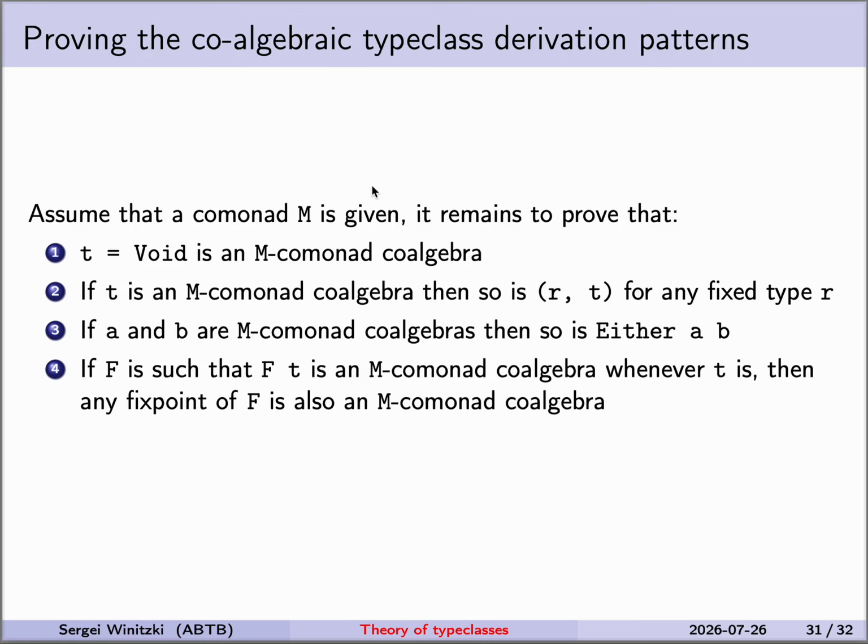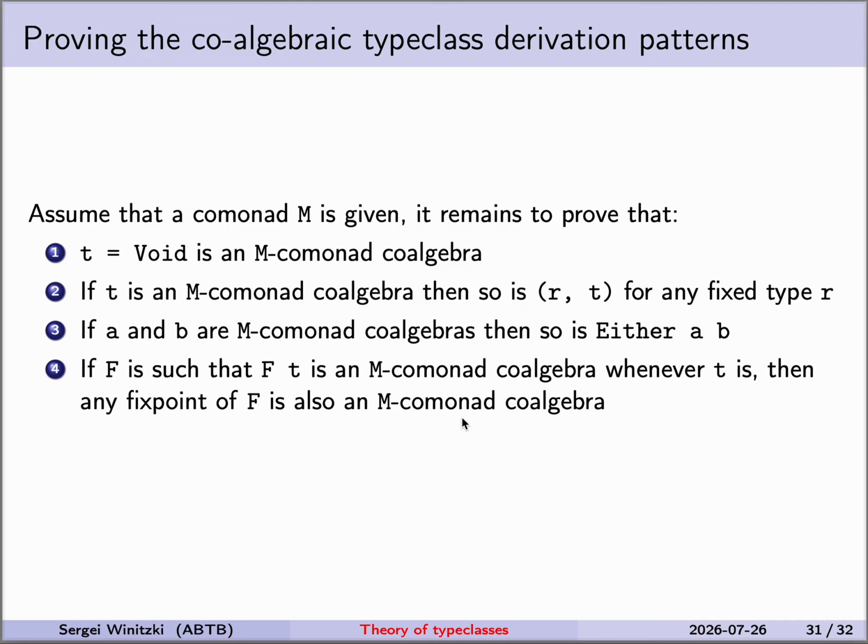The coalgebraic derivation patterns are exactly the same in spirit. They just use a comonad coalgebra instead of monad algebra. That's all. So different laws you need to go through and different constructions. So all these constructions, you just go through them, you write down the laws, and line by line transform expressions, and very soon you're done.